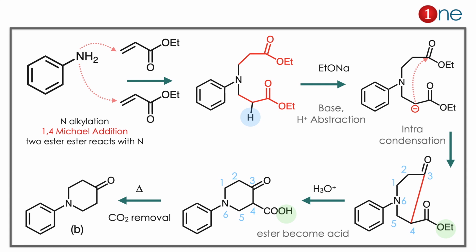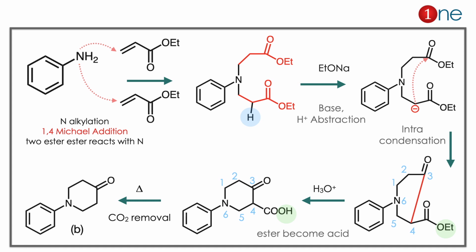The intra-condensation is possible because it forms a stable 6-member ring. So if you redraw nicely, you have a 6-member ring with the amine there. Then you have the ketone and ester nearby. If you use hydrolysis, it converts COOEt into COOH. If you heat the COOH, you get CO2 removal. So you got the final product with the ketone. You have the answer B.